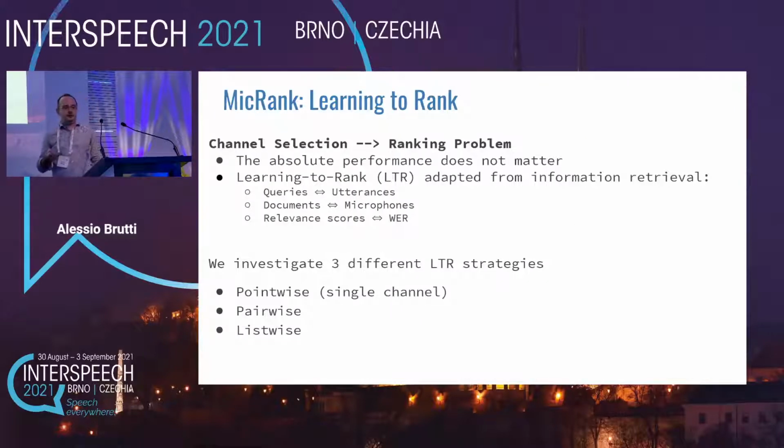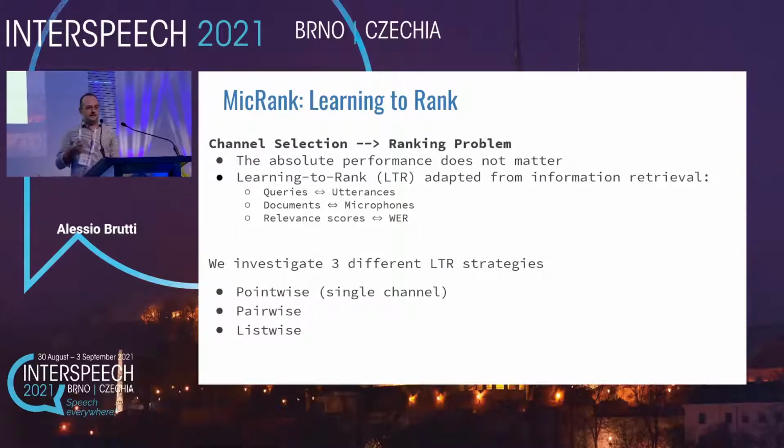So channel selection is basically, if you think about it, a ranking problem, because we don't actually care about the absolute performance of the ASR on that particular segment given by that channel. We just want to put all the channels in a rank one after the other and take the best one, or we could also take the top N and then do other combinations.